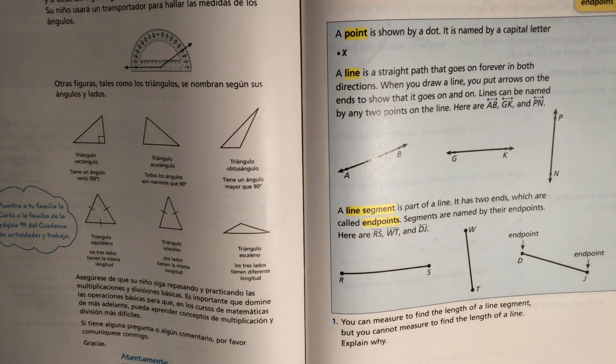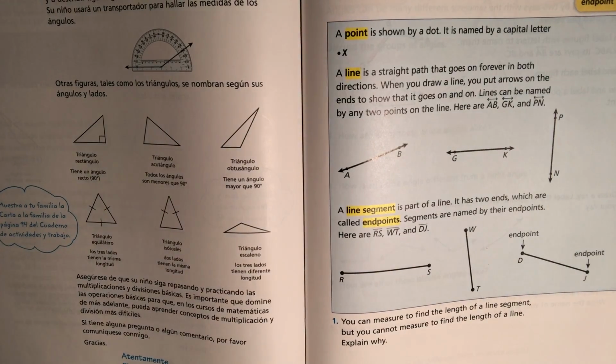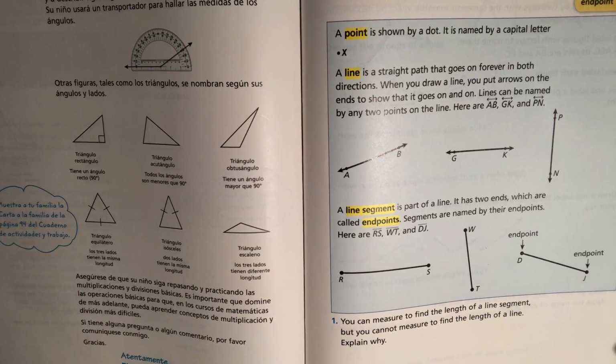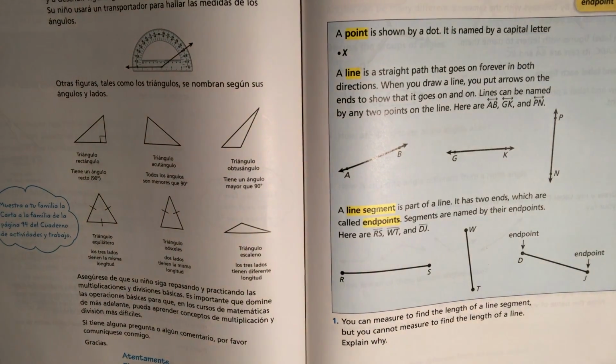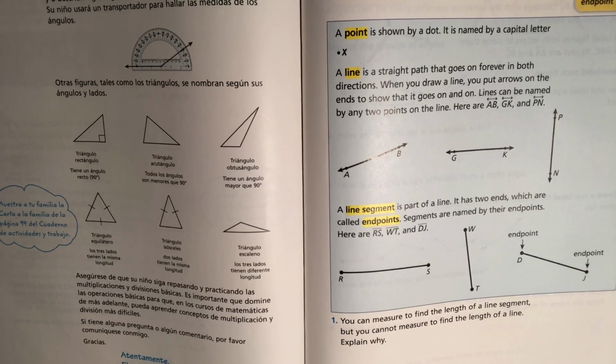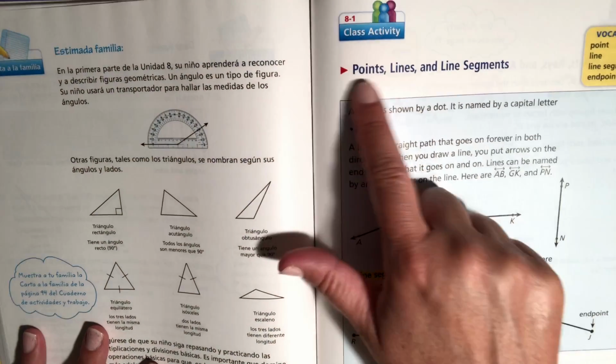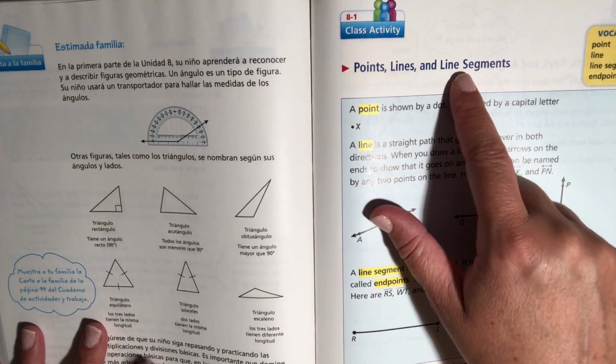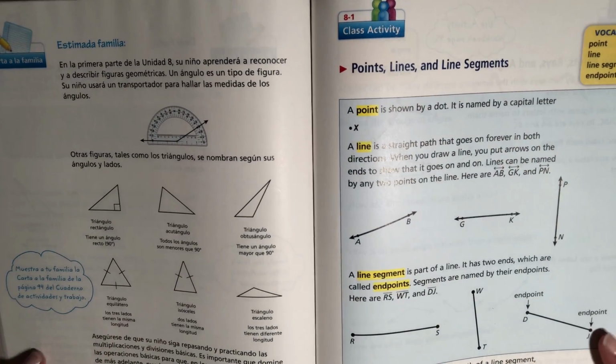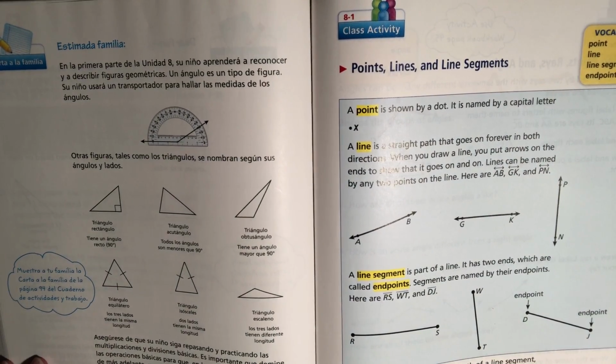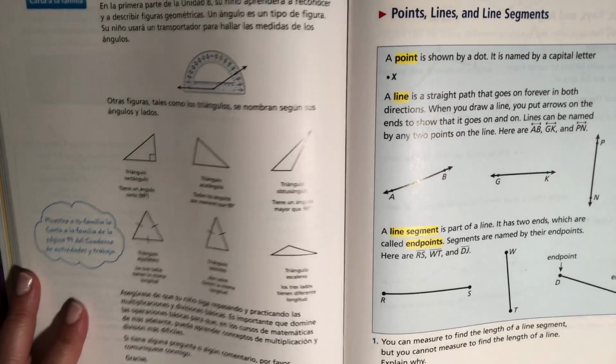Hi guys, we are going to start our unit on geometry, which is Unit 8 in your math book, with the last few weeks that we have before school's officially out for summer. On page 273, it starts with lesson 8-1, and it's talking about the difference between points, lines, and line segments. And later on in the unit, you'll end up using points, lines, and line segments to make different geometric shapes.